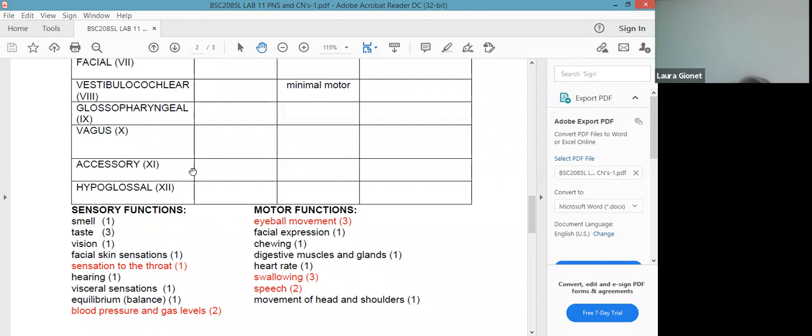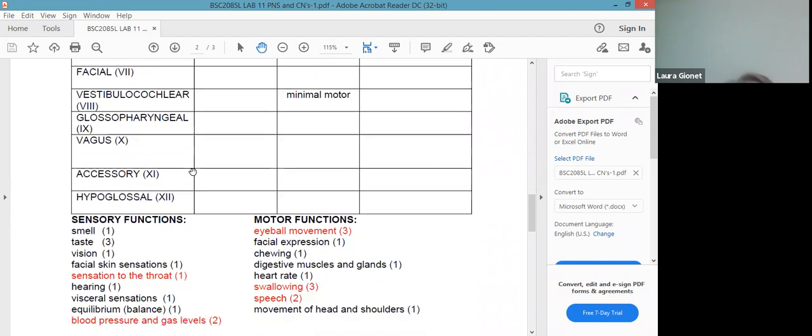Okay, so we said the first 2 cranial nerves were sensory only. Last 2 cranial nerves, accessory and hypoglossal, are motor only. So the accessory nerve, no particular sensory functions. You can put an X through that box, I guess, and go over to the motor column. An accessory nerve innervates muscles that move the head and the shoulders. So that movement of head and shoulders at the bottom of the motor functions goes in that column. And maybe over to the right, put a note in there.